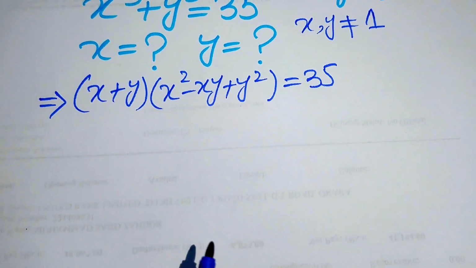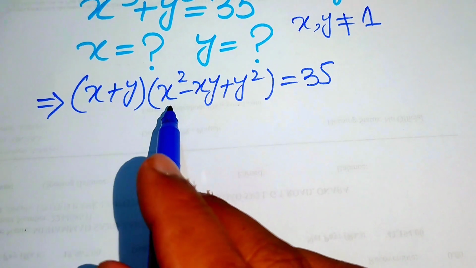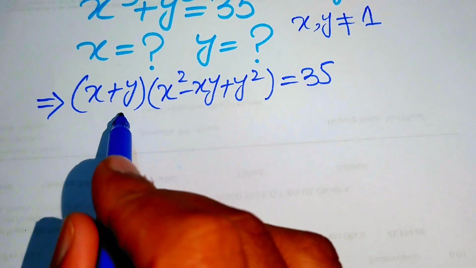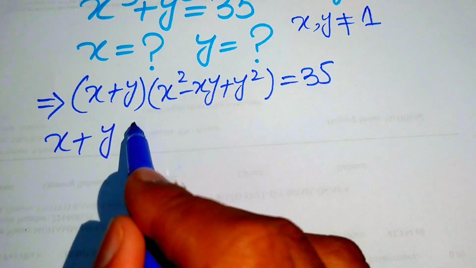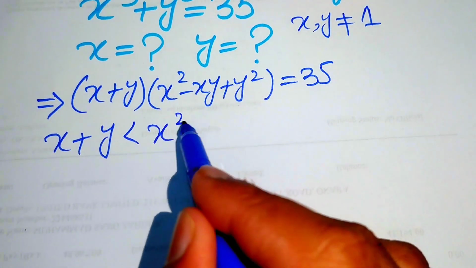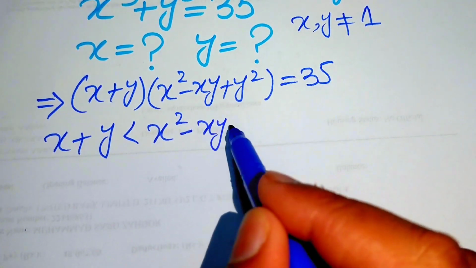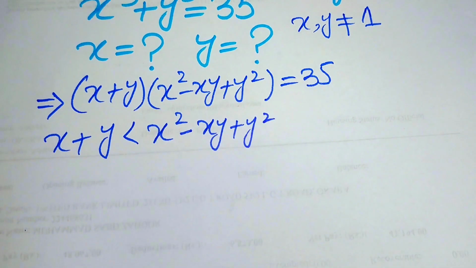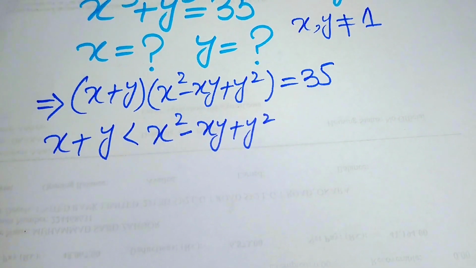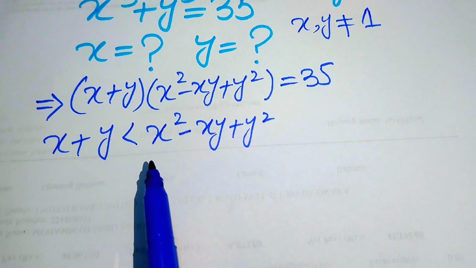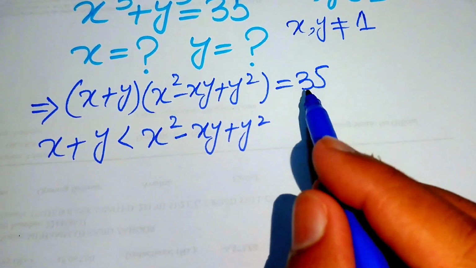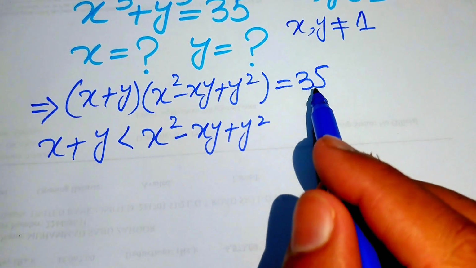Now you focus on the left hand side, and you see we have two factors. We make the relation between these two factors, and you know that our first factor is always less than the second factor, which is x squared minus xy plus y squared. Now we make the factors of 35 which satisfy these two conditions. First we find the possibilities in which we get 35.